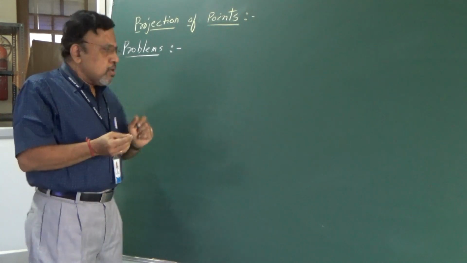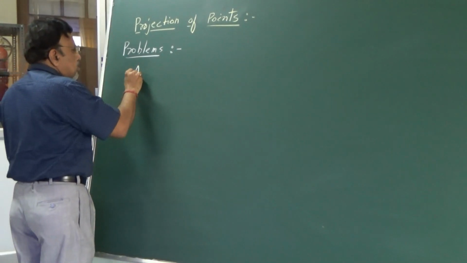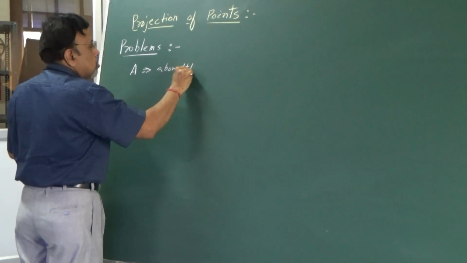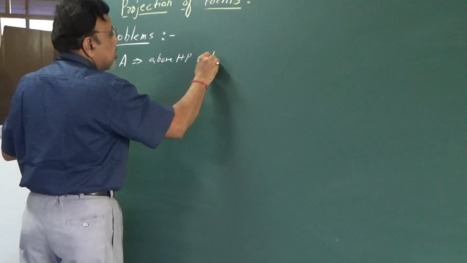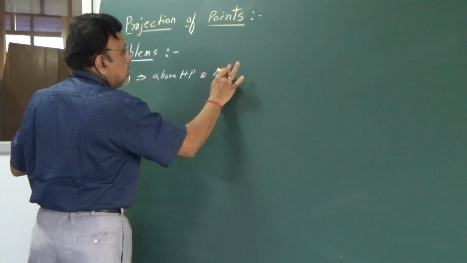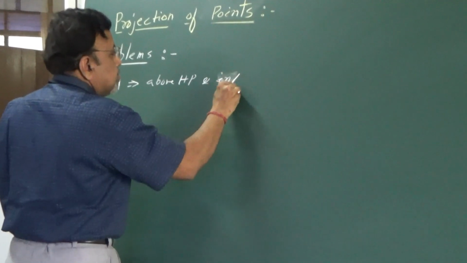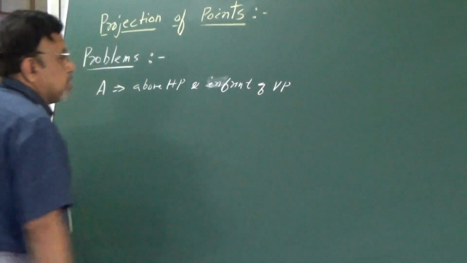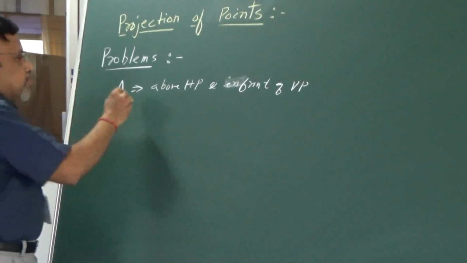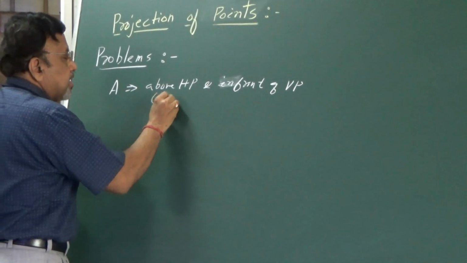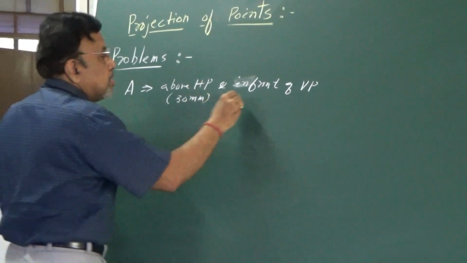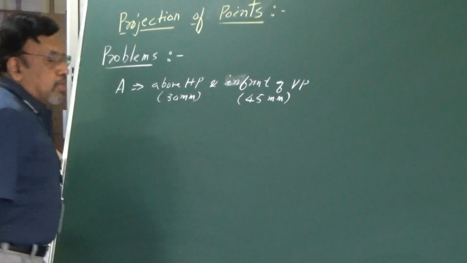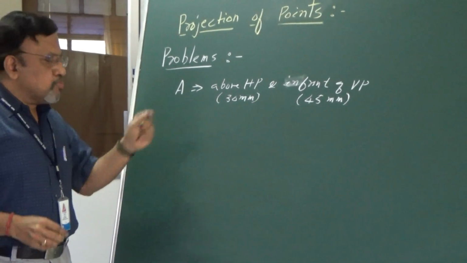Anyway, I told you that point A is above HP and in front of VP. Let us say this is the problem: the point is above HP by 30 mm and in front of VP by 45 mm. I want to do the projections of this point A.